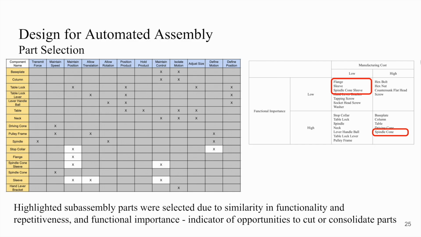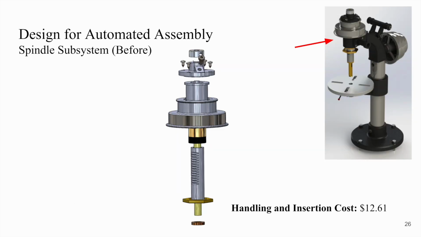For the automated assembly, we selected the spindle subassembly to improve for automated assembly. We observed that many parts share functions such as maintain position, for example, such that there may be opportunity for part consolidation, as well as many parts sharing low functional importance, such that there may be repetitiveness and consolidation opportunity. It costs $12.61 to automatically assemble the system.